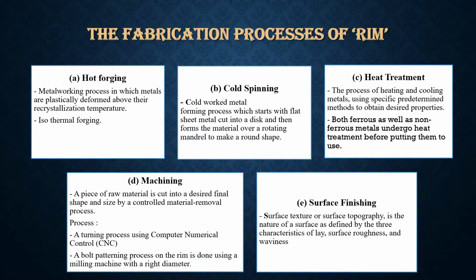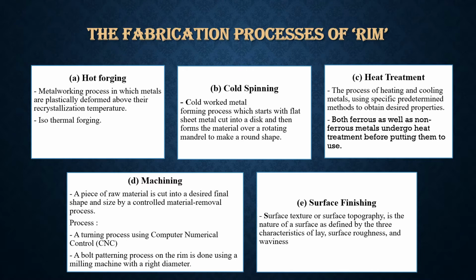The fabrication process of rim consists of 5 steps. First is hot forging, which is a metalworking process in which metal is plastically deformed above its crystallization temperature, and isothermal forging. Second one is cold spinning, a cold work metal forming process which starts with flat shaped metal cut into a disc and then forms the material over a rotating mandrel to make a round shape.